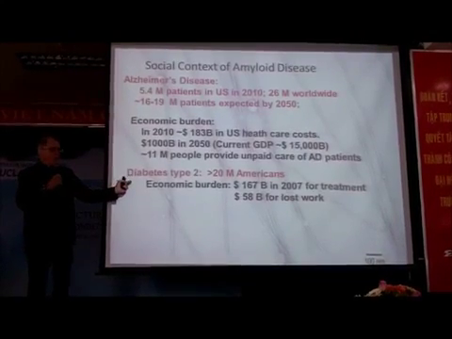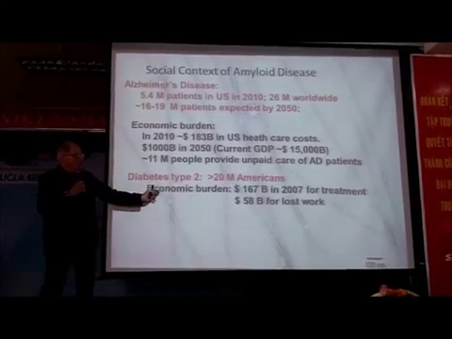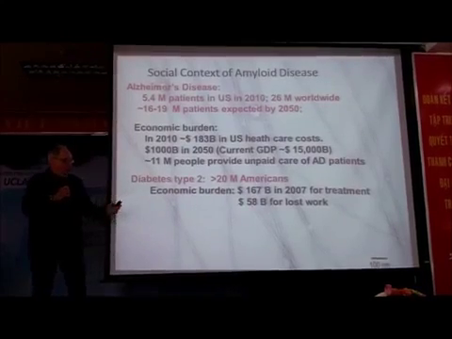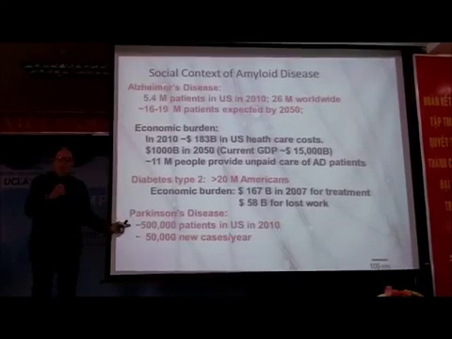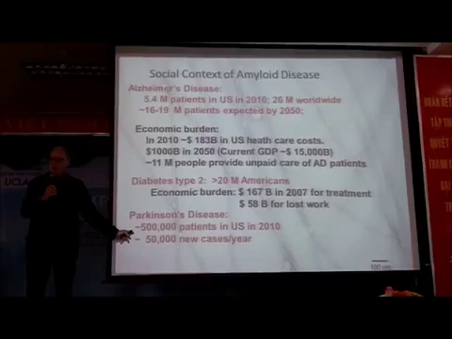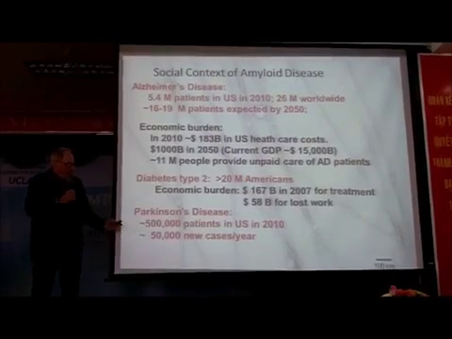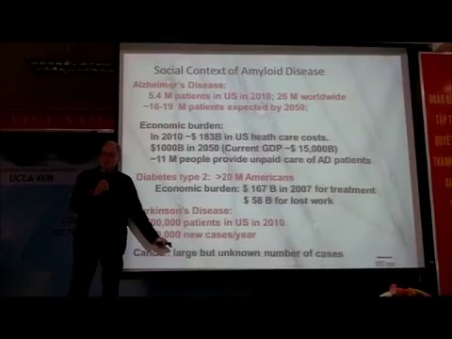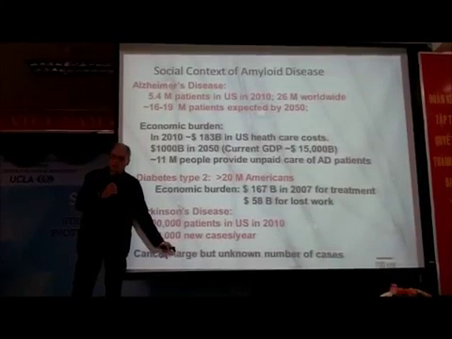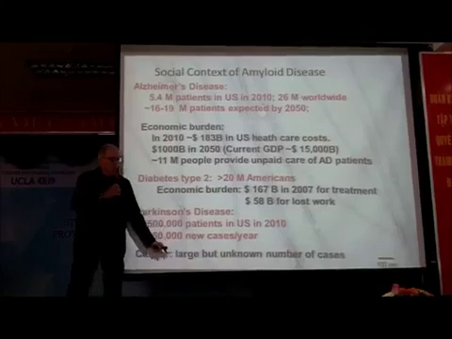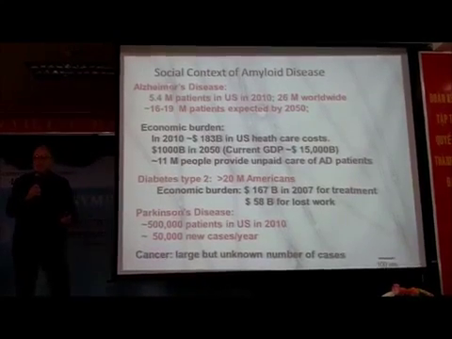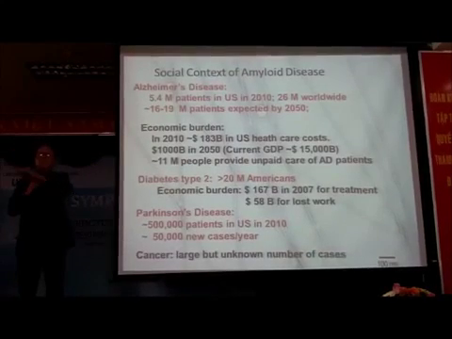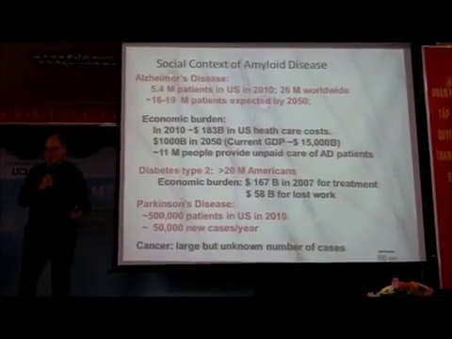Diabetes type 2, another amyloid disease, has almost as many patients, almost the same economic burden to society. Parkinson's disease is an order of magnitude smaller, and there's a large number of cancers that are caused by amyloid. The number is not yet known, but together these diseases represent a great problem for society. That's why every one of you should be working on these diseases.